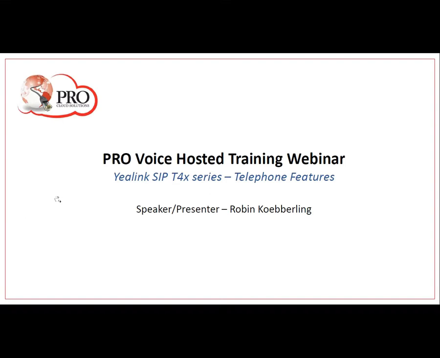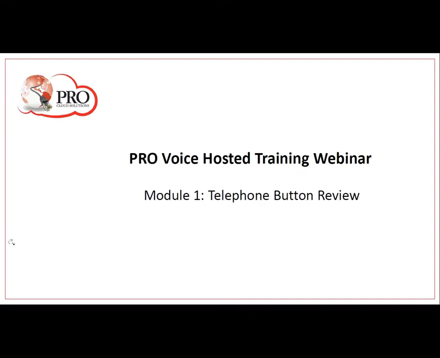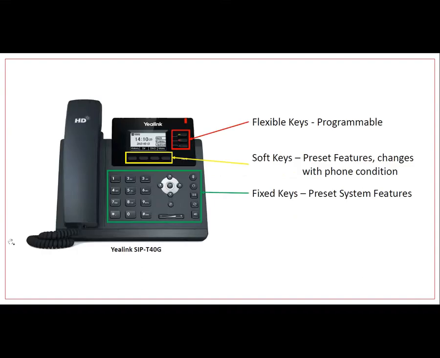Let's get started. In our first module, we're going to review how each one of the buttons on your telephone operates. There are three types of keys on your phone. There are flexible keys, which are programmable and can be changed. There are soft keys, which have a preset function, but the functions change depending on what the phone is doing. There are also fixed keys at the bottom of the phone. These fixed keys cannot be changed. They have a dedicated function regardless of what the phone is doing.